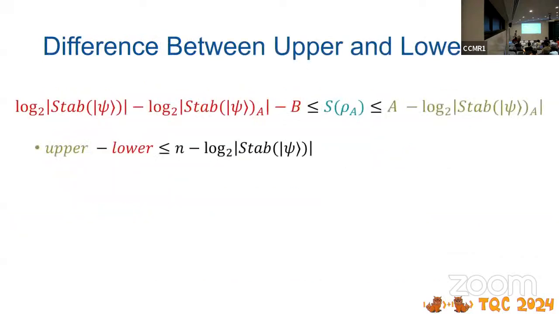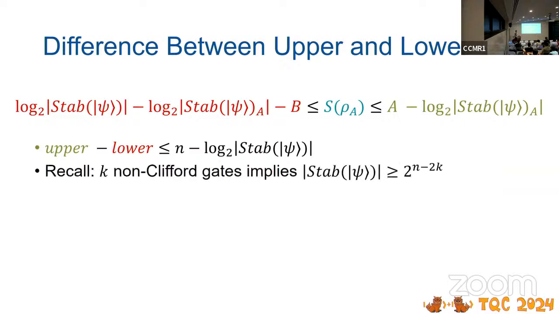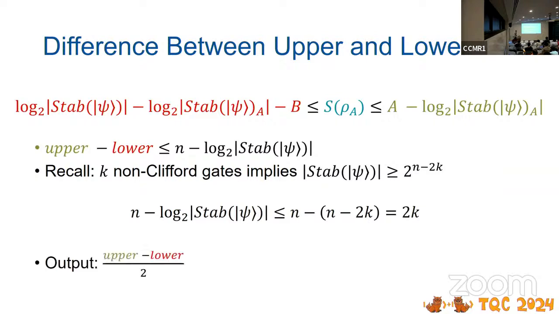So anyway, the point is that if I take the upper and lower bounds and subtract the lower from the upper, this is basically how much error is in our bounds. With some quick algebra, you get this quantity. And if you recall that I showed you way back that the number of non-Clifford gates implies a lower bound on this quantity right here, then if you plug that in, you just end up with a bound of 2K. Naturally, you'll output the thing in the middle of your bounds as your estimate, so upper plus lower divided by 2, the arithmetic mean.